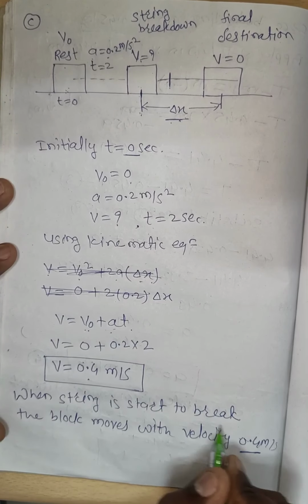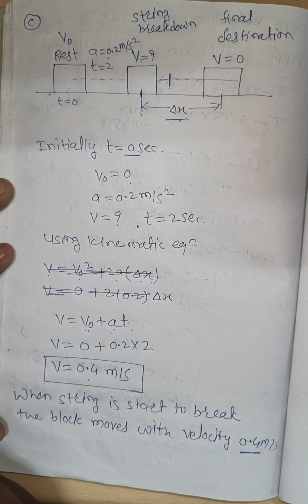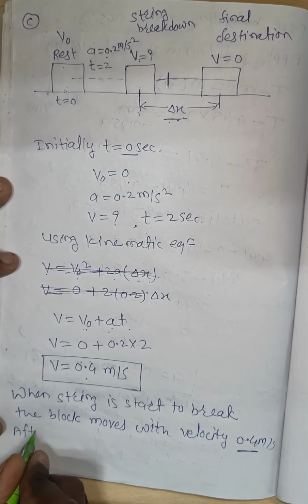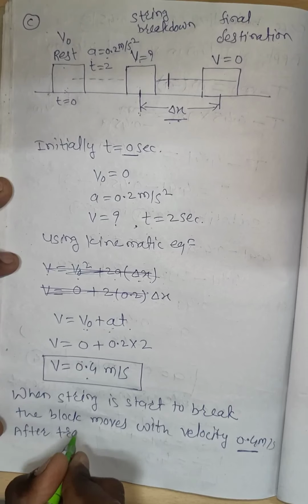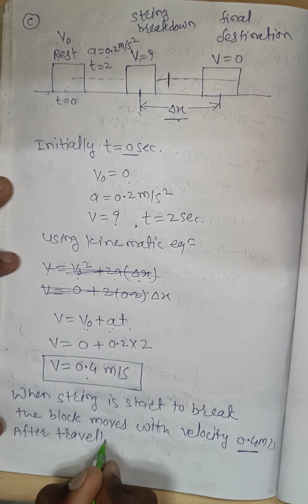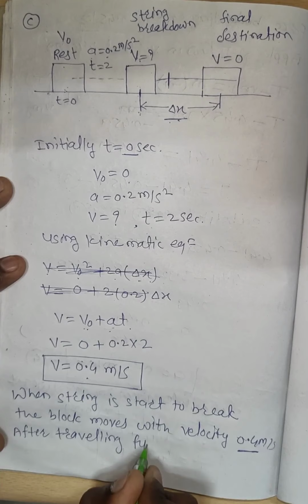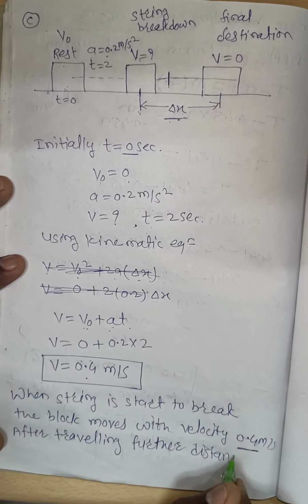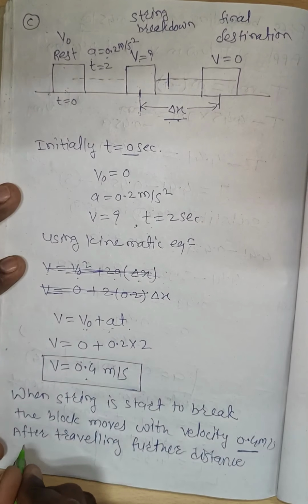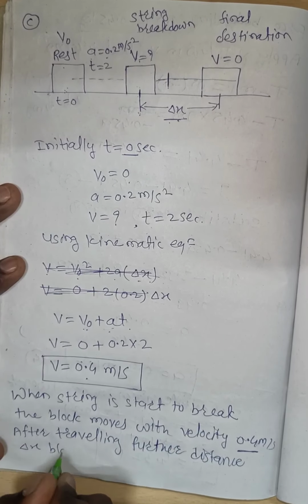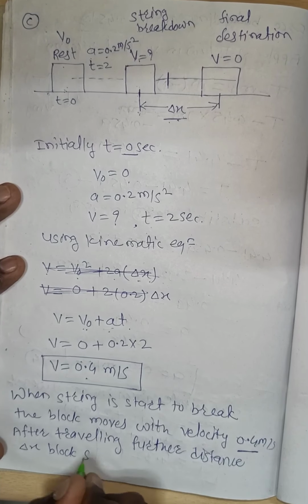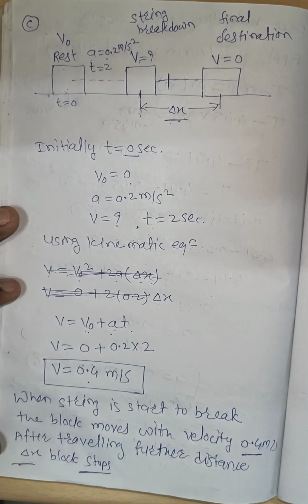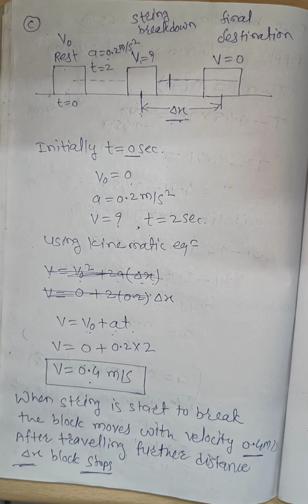Now, when the string starts to break, the block moves with a velocity of 0.4 meter per second. Then, after traveling a further distance, delta x, the block stops. Now we have to find out that further distance.